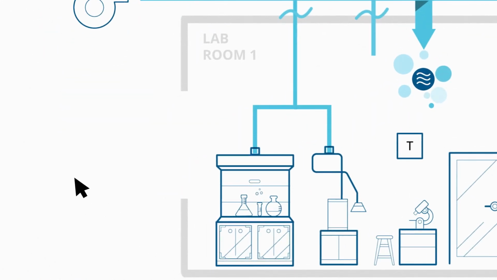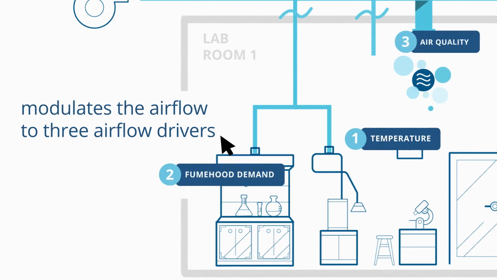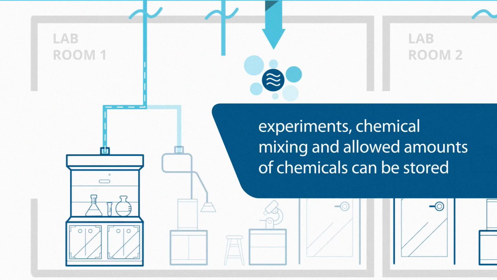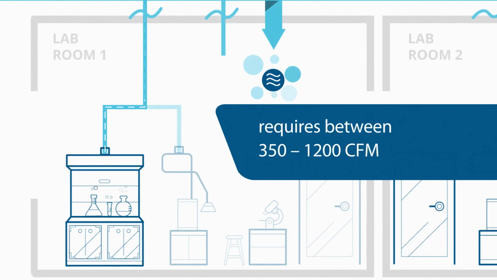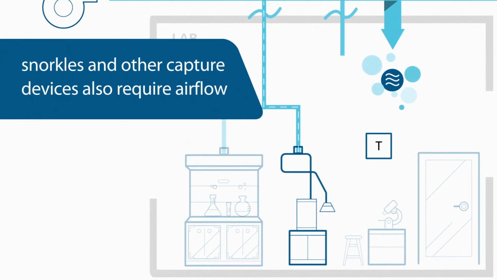A laboratory will typically have a supply and general exhaust valve that modulates the airflow in response to three airflow drivers: temperature, hood demand, and air quality. The fume hood is where experiments, chemical mixing, and permitted quantities of chemicals can be stored. To maintain containment, a typical 6-foot hood would require between 350 to 1200 CFM.